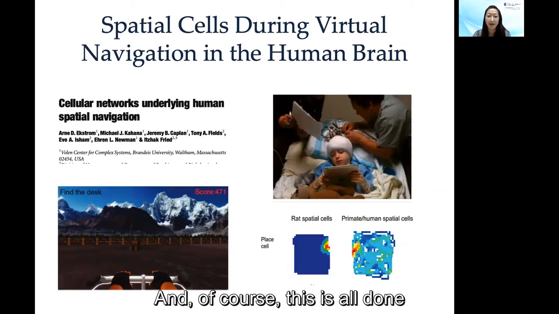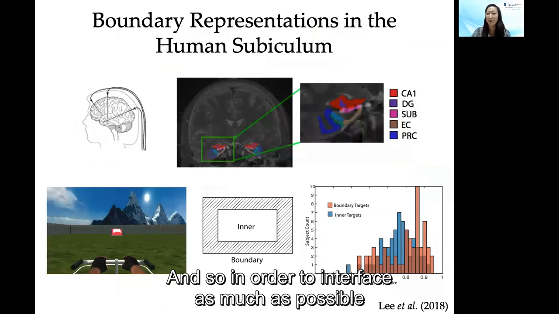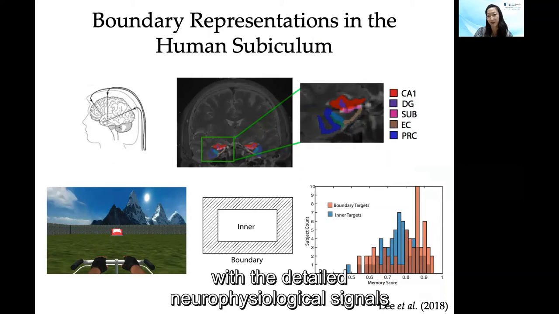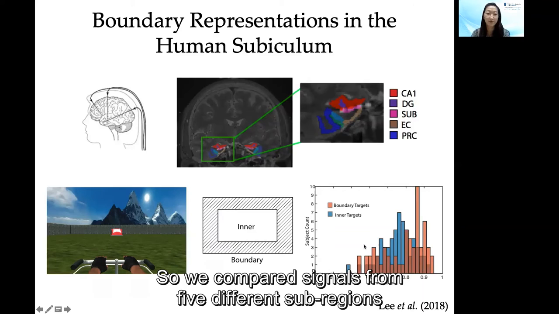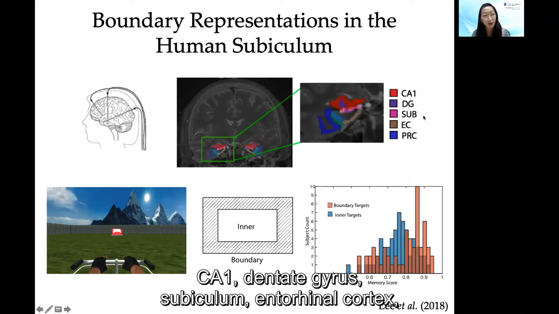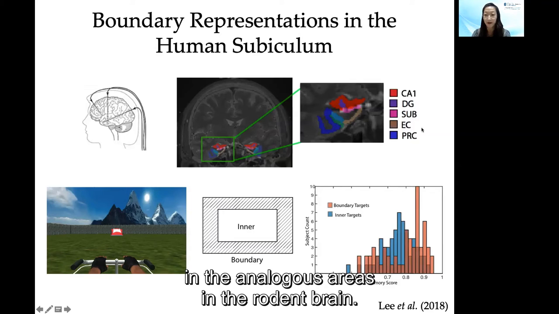Of course, this is all done with computer-based navigation or computer-based tasks on the laptop in these patients. And so in order to interface as much as possible with the detailed neurophysiological signals in the rodent navigation research, we looked for direct recordings of visual boundary representation in the human brain in this study. So we compared signals from 5 different subregions of the hippocampal formation, CA1, dentate gyrus, subiculum, entorhinal cortex, and parietal cortex. And if you remember, the subiculum and entorhinal cortex were where the boundary cells were found in the analogous areas in the rodent brain.